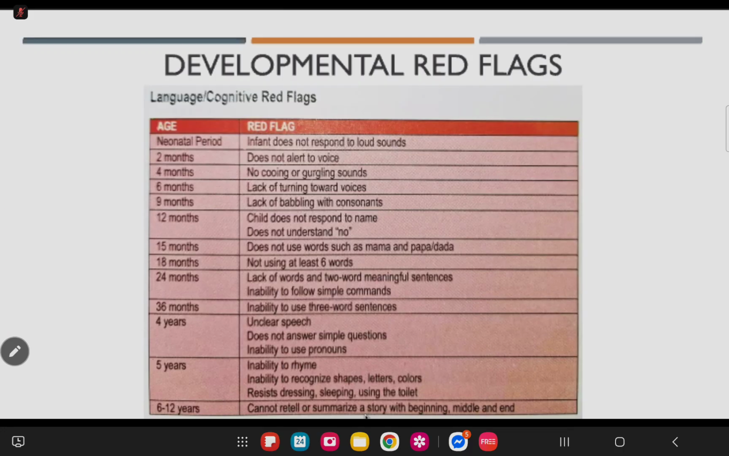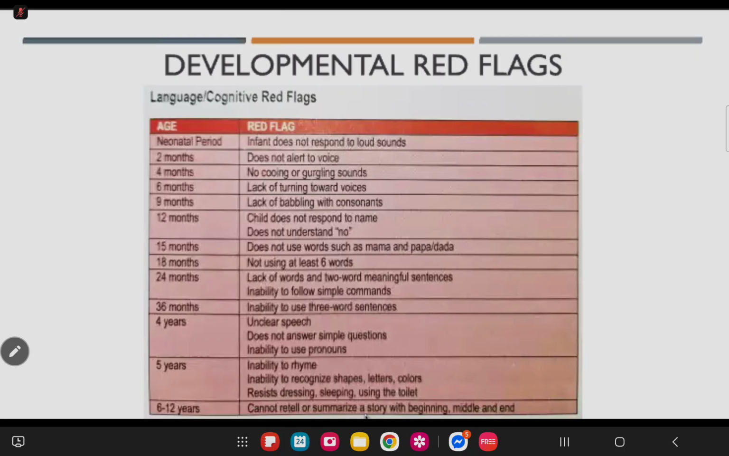They are alert to loud sounds, but if not, you can actually suspect hearing problems at this time. At 9 months, lack of balance and babbling. At 12 months, does not respond to name and does not understand no. At 15 and 18 months, not using at least 6 words. And at 24 months, lack of two-word meaningful sentences and inability to follow simple commands.